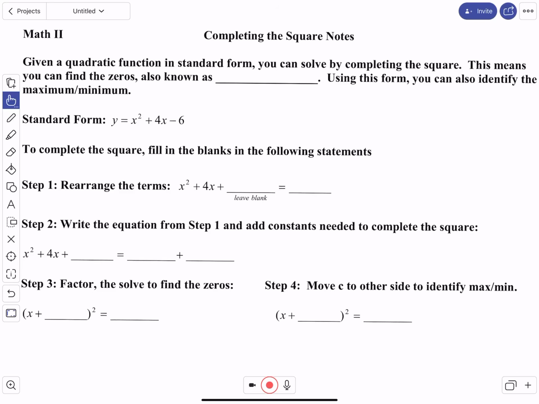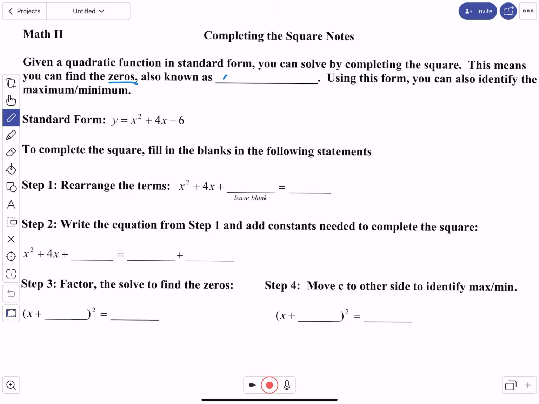So given a quadratic function in standard form, another method to solve is completing the square. So you can do the quadratic formula, which we just learned, or you can complete the square. This means you can find the zeros. So the solutions that we just learned about, where it crosses the x-axis, are called zeros.